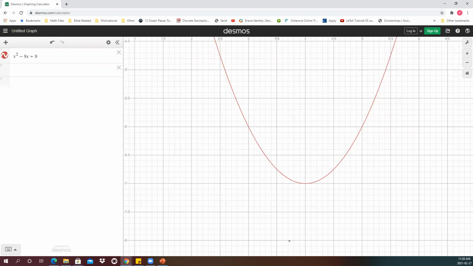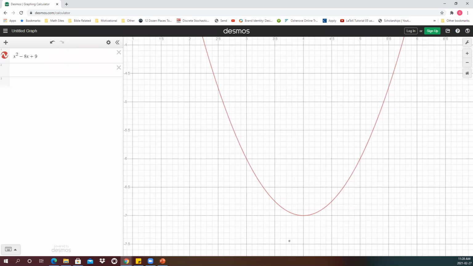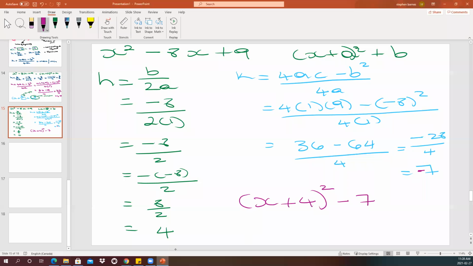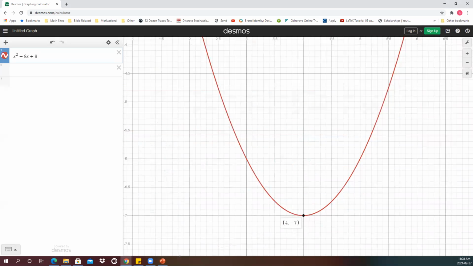Can do it now. All right, so there we go. So this is our value down here. That's our lowest point. As we can see, the minimum is -7, similar to what we got here. That's a -7, and we also got our line of symmetry to be +4. So that's 4 right there.